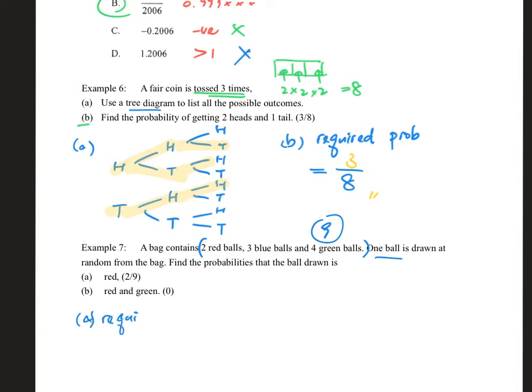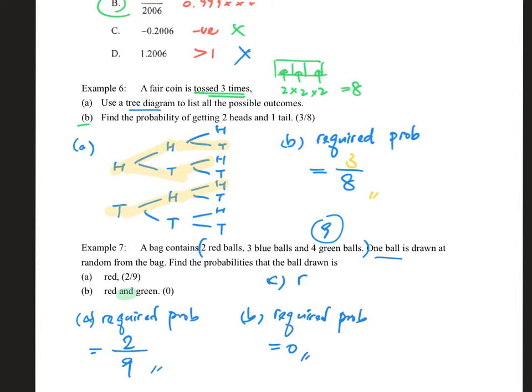First of all, part A. I write as required probability, totally 9 balls to be drawn, and 2 of them are red in color. So that's all for part A. Very easy, right? For the second one, the keyword will be 'and'. And means, can you get a ball having red and green at the same time? Definitely not. So you can simply say that the required probability is 0, because it can't happen.